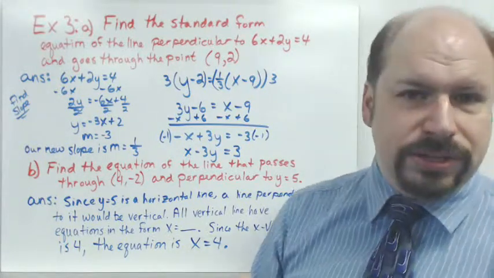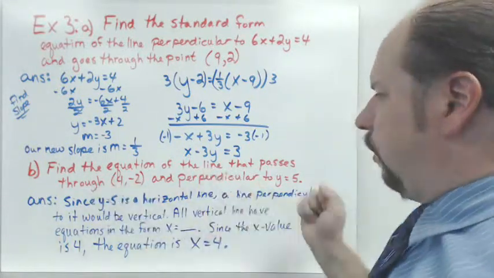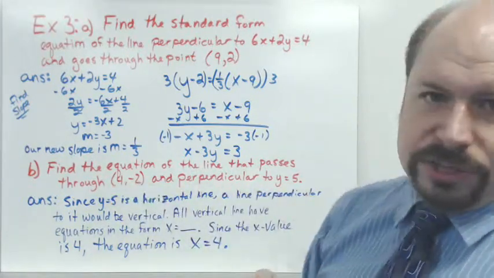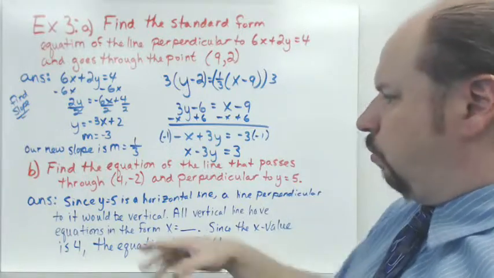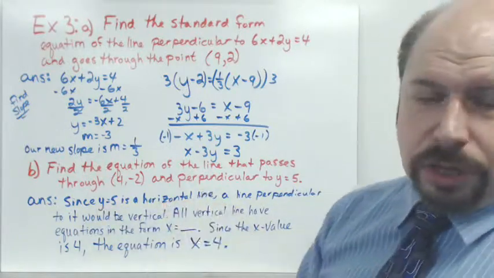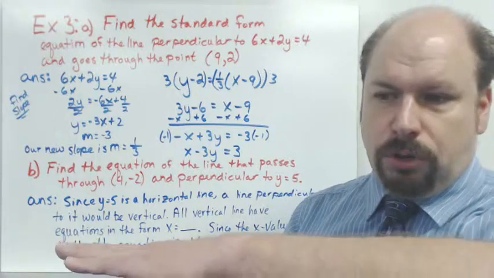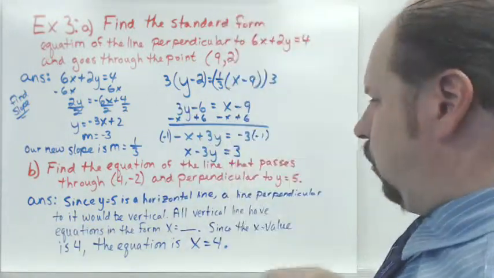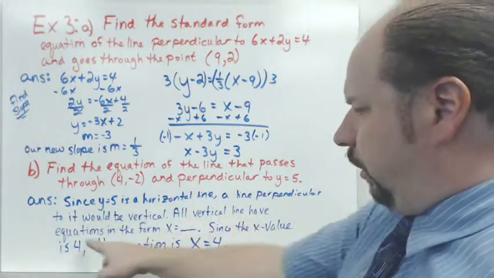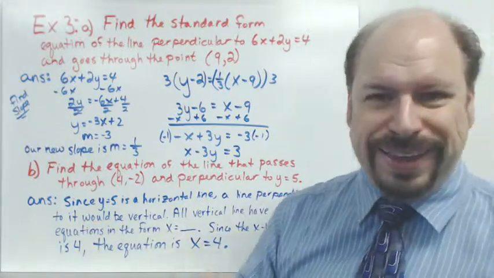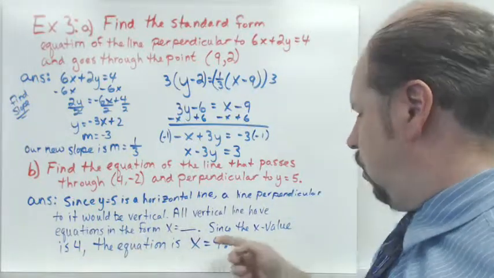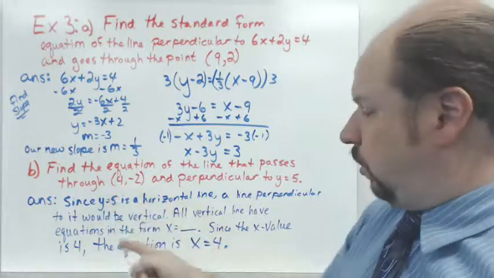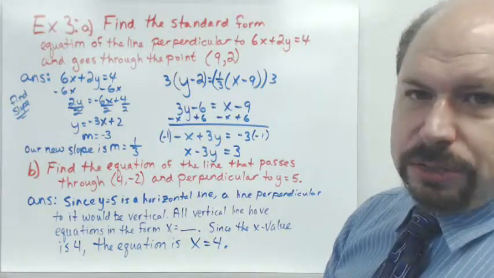Okay, and in our last example, find the equation of the line that passes through, once again, (4, -2), and is perpendicular this time to y = 5. Well, since y = 5 is a horizontal line, our new equation needs to be that of a vertical line. All vertical equations are written in the form x = something. Since the x value in this case is 4, our equation is x = 4.